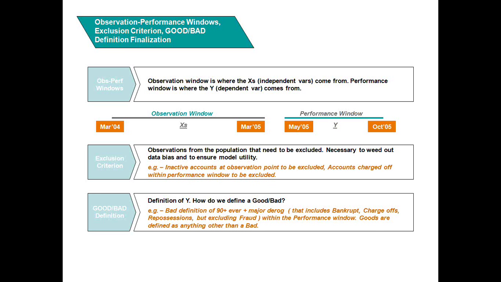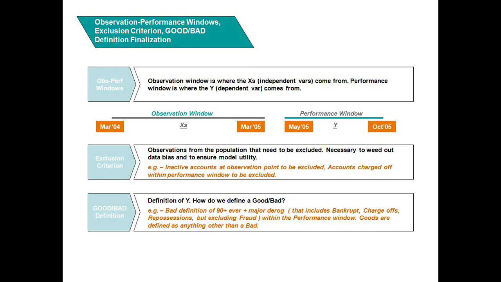So, depending upon our business requirement, we define our Y, that is, what could be good, bad, default or non-default. So, in this case, when we talk about good and bad, the bad definition is 90 days evil, plus major derogatory like bankruptcy, charge-off, repossessions but excluding fraud within the performance window. Goods are defined as anything other than a bad. Simple. So we have to check what are the definitions given by the business, and accordingly we define our good and bad, and that is our Y. And then we deal with our methods further.